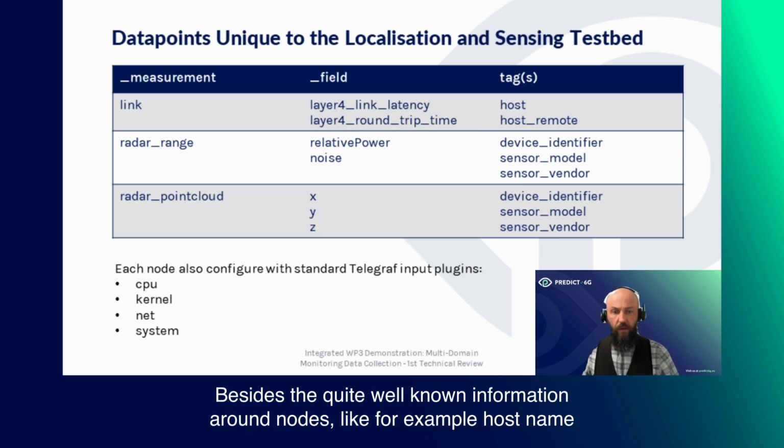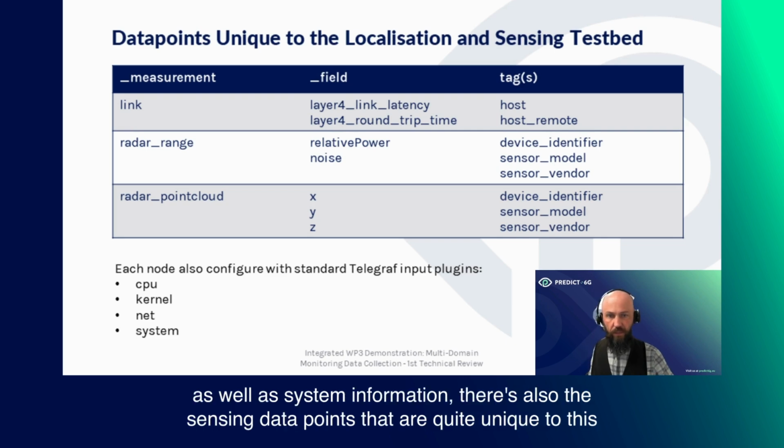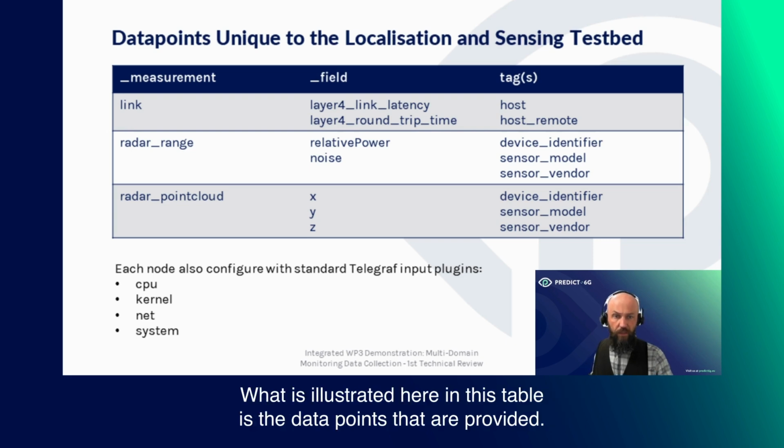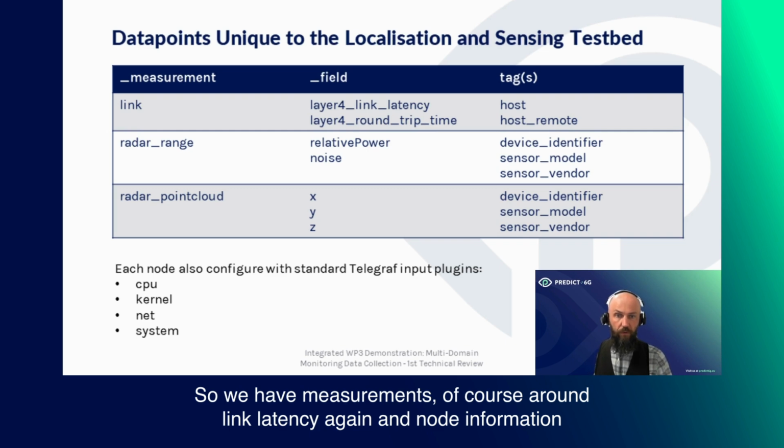Besides the quite well-known information around nodes, like for example, host name, as well as system information, there's also the sensing data points that are quite unique to this testbed here that are also exchanged through an application function to the AICP. What is illustrated here in this table is the data points that are provided. So we have measurements, of course, around link latency again, and node information.